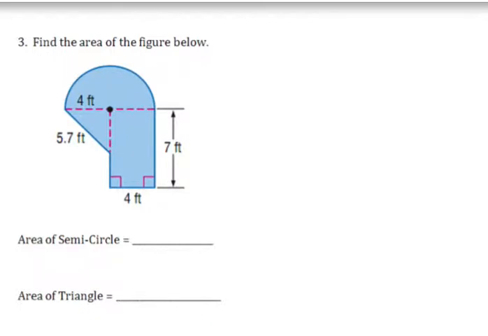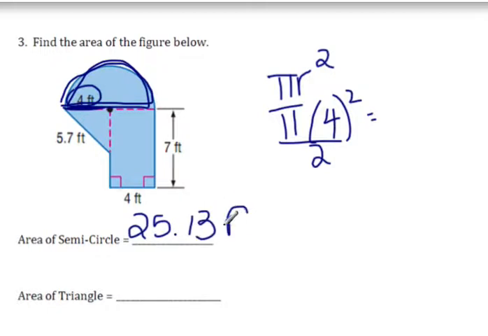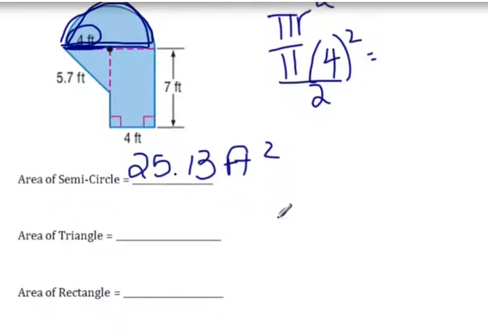Now, let's take a look at number 3. So we have our shapes already drawn for us. First, let's start with this half circle that we have. So remember, to calculate the area of a circle, it's pi r squared. Well, it's given me that the radius is 4. So 4 squared times pi. Now I notice that I only have half a circle. So I'm going to take what I get there and divide it by 2 since it is a semicircle, or half a circle. And when I do that, the area of the semicircle is 25.13 feet squared.